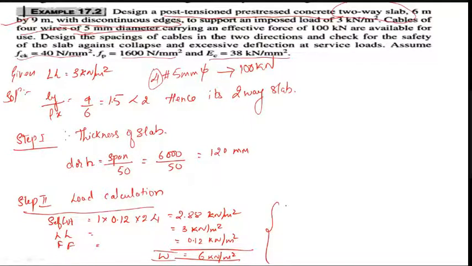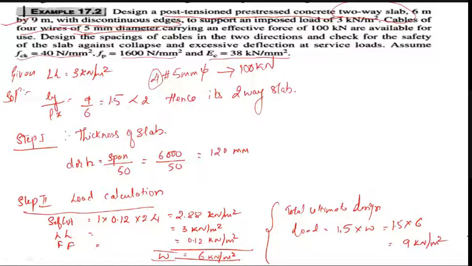Okay, then ultimate design load is given by a factor of 1.5 multiplied by W, which is 1.5 into 6. Therefore, it will be 9 kilonewton per meter square. Okay, then we will go for step 3. What is step 3? Calculation of bending moment and spacing.